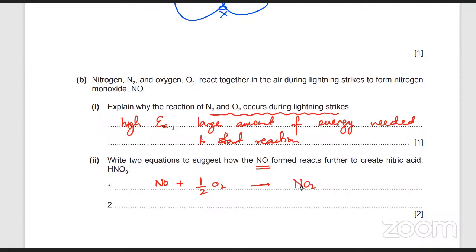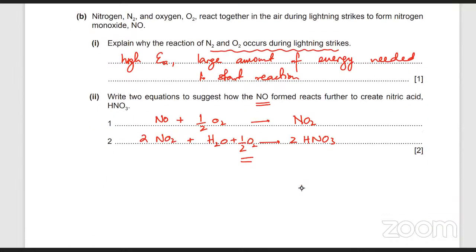What's that equation? NO2 plus water forms nitric acid, but this equation will not be balanced. You also have to add a bit of oxygen to it. How many N's do we have right now? We've got 3 oxygens, so I have to double this. That's 4 oxygens, 5, so I need half an oxygen over here. Remember, you always have to add oxygen to form nitric acid.